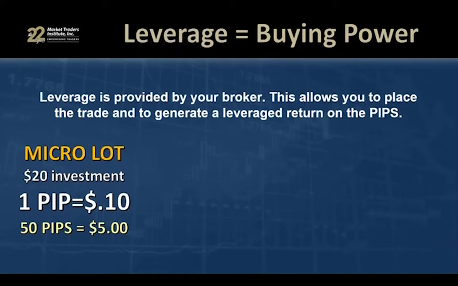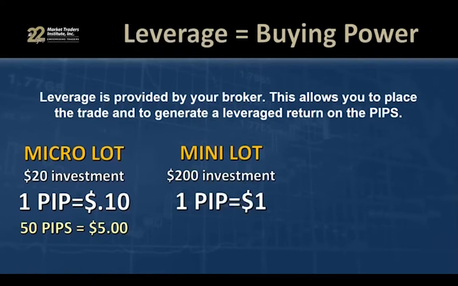You might want to write this down. A micro lot, it is a $20 investment from your trading account. Your broker is going to borrow this investment size. This is going to allow you to place the trade and to generate that return on the pips. In this case here, each pip that you capture, it's going to be worth 10 cents. The trading strategy I'm about to show you here today, we are going to be going after 50 pips per currency pair per day. So that means if we capture those 50 pips, those 50 pips are going to be worth about $5 in profit.